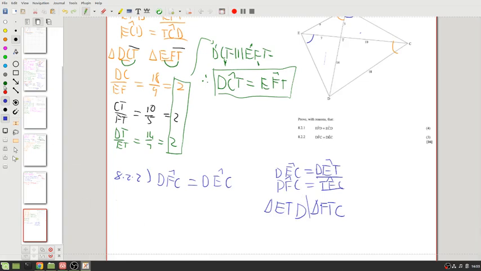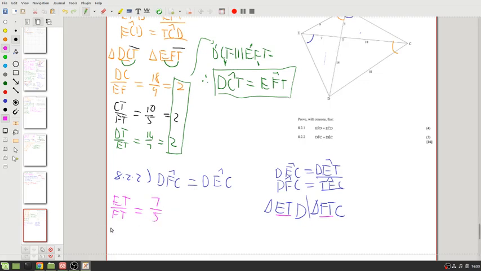Okay, I'm just going to change color here and go to, let's say, a pink. So find the ratios of ET to FT. So ET to FT, what does that give us? So ET is 7 and FT is 5. So that's 7 over 5.